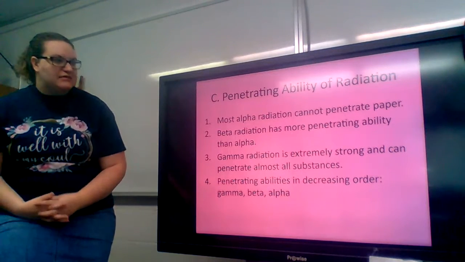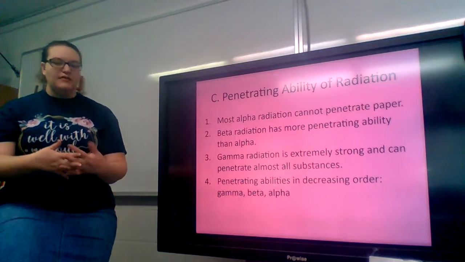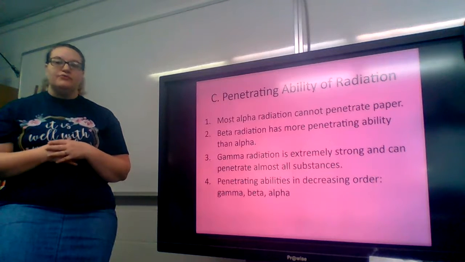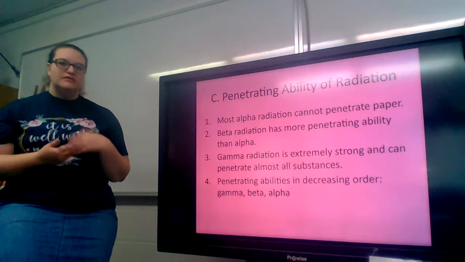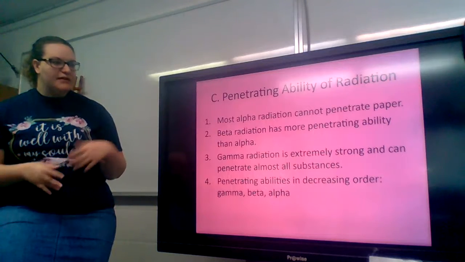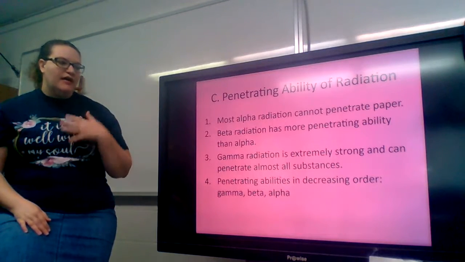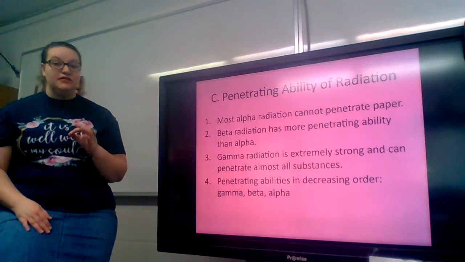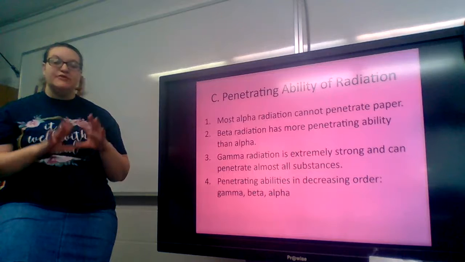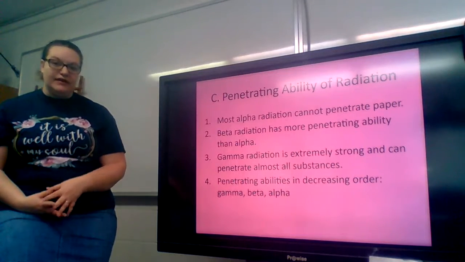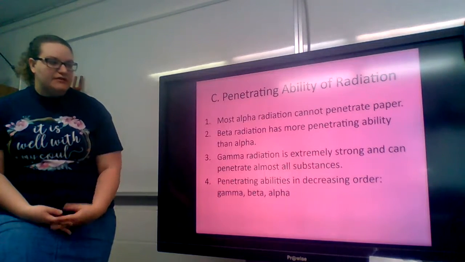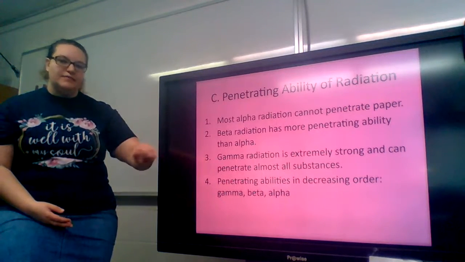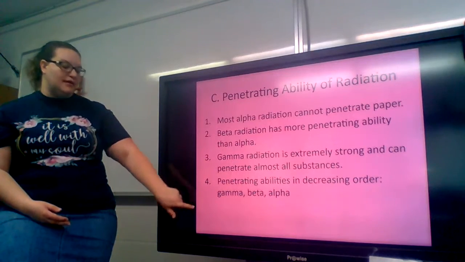Beta radiation has more penetrating ability than alpha. Beta can get through paper, it can get through plastics. Typically it's stopped by woods and steels. And then gamma radiation is extremely strong and can penetrate almost all substances. There are very few things, unless they are scientifically engineered, that can originally, in their natural state, stop gamma radiation. And then penetrating abilities in decreasing order is gamma, beta, alpha, gamma being the highest, beta being in the middle, and alpha being the least.